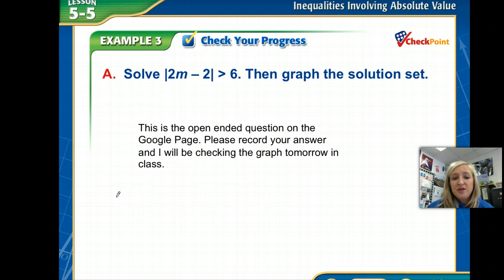Now we are to the open-ended question on the Google page, and I understand that it's going to be, again, difficult to graph this. So what I want you to do is just write in your answers, and then we'll take a look at your graphs together in class tomorrow.